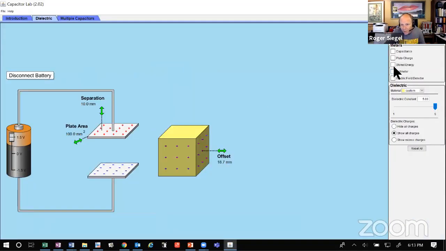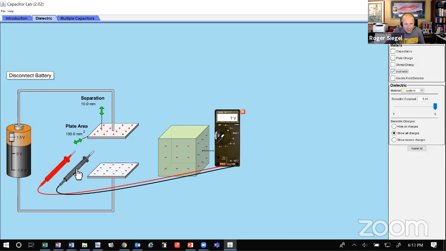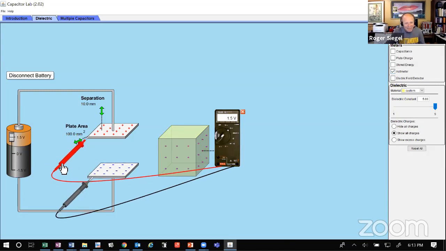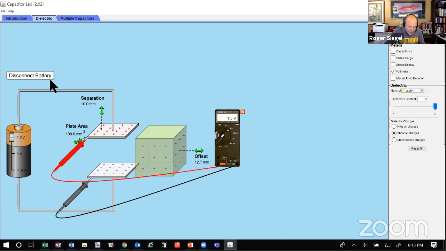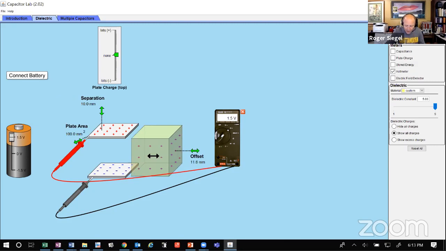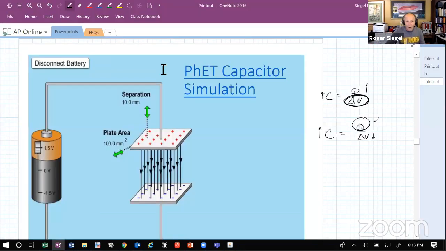I'm going to grab a voltmeter, and let's pretend that we're in our lab. I miss my lab. I'm sure you miss yours too. So we have 1.5 volts. We know if the battery is connected, then we're always going to have 1.5 volts. But if I disconnect the battery, we said the voltage should go down. And indeed, we do see that. So that is a good simulation that helps us to move forward with what we're doing.